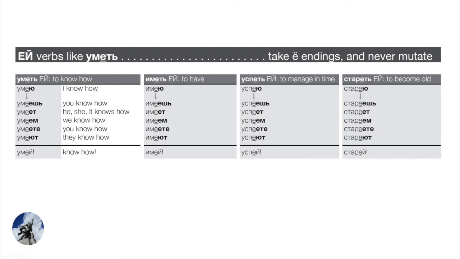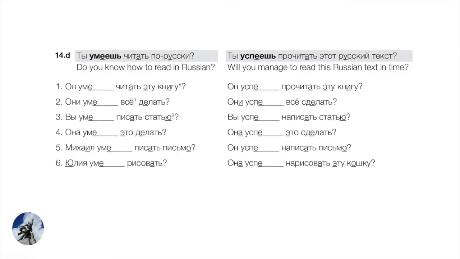Okay, let's do an exercise and just fill in a few of these verbs. Уметь and успеть. So we're talking about, do you know how to read, or are you able to do these things, right? And then will you manage to get it done in time? Okay, number one, does he know how to read this book? Is he able to read this book? Он умеет читать эту книгу? Okay, now let's ask, will he manage to get it read, to read it in time? Он успеет прочитать эту книгу?